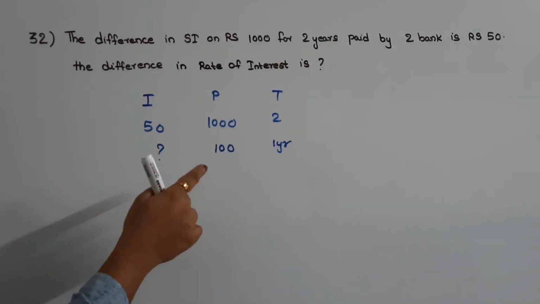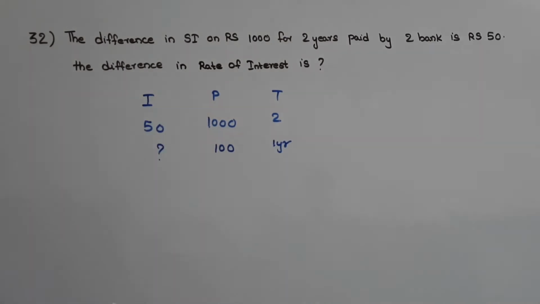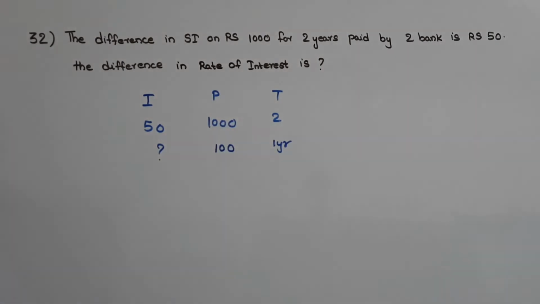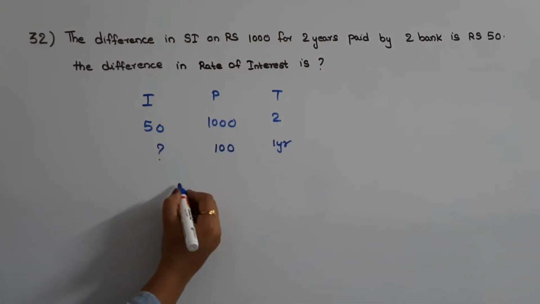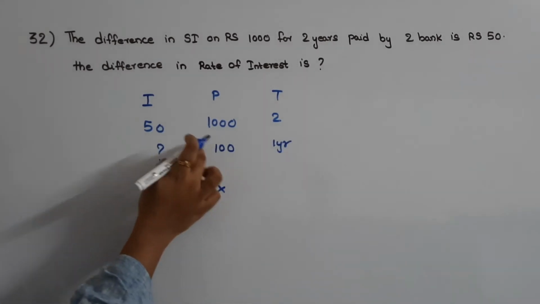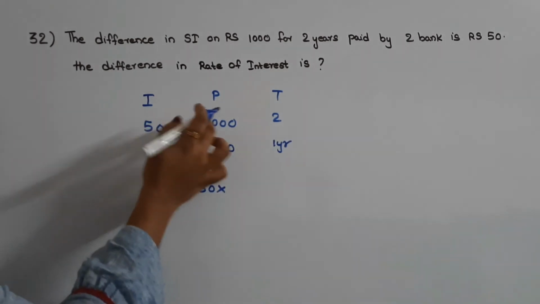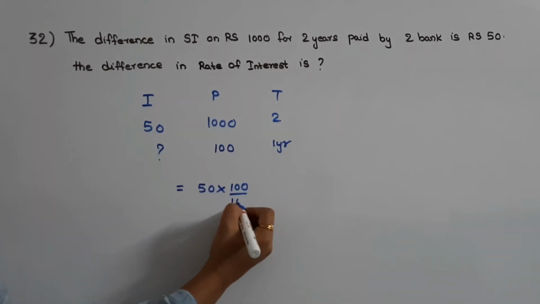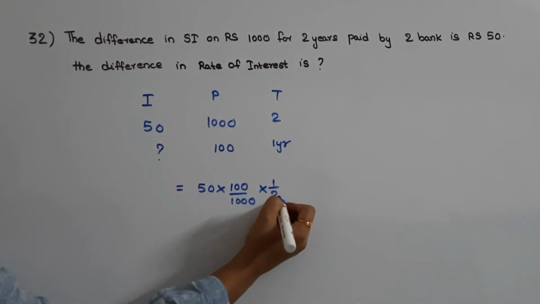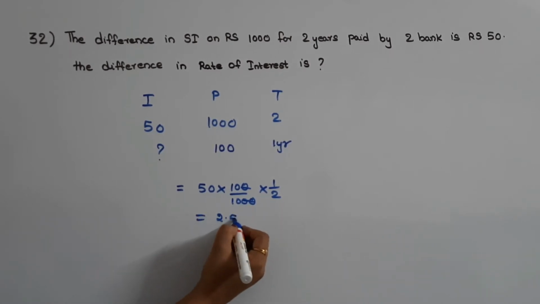Now, the same procedure. What is the relation between interest and principal? Interest and principal are directly proportional. Also, interest is directly proportional to the time period. Hence, the answer will be equal to 50 into, on cross multiplying, direct proportionality means cross multiplying, that is 50 into 100 by 1000, into 1 by 2. So the answer will be equal to 2.5.